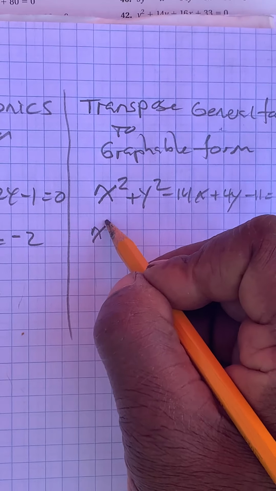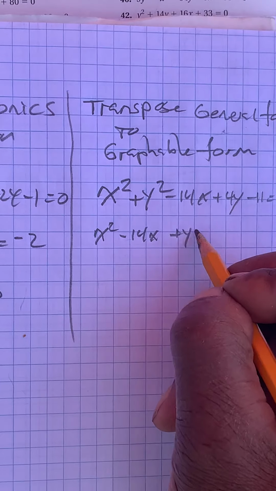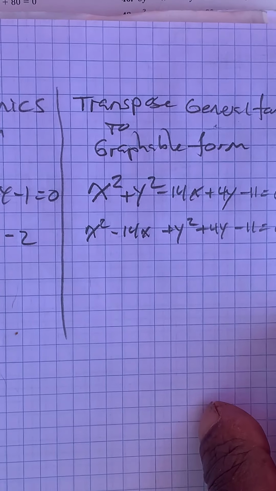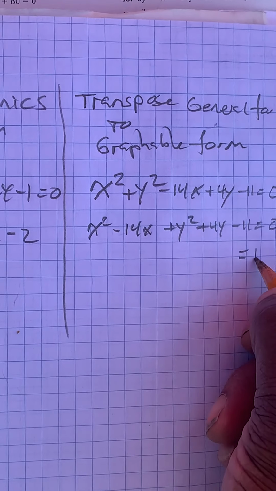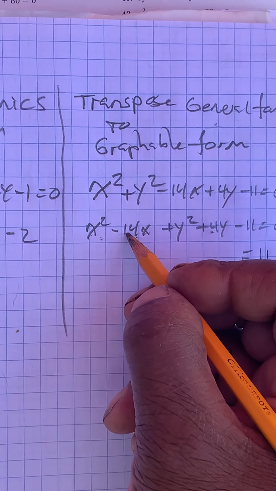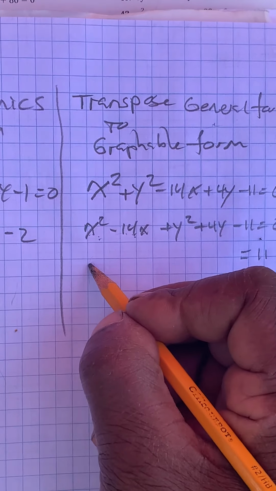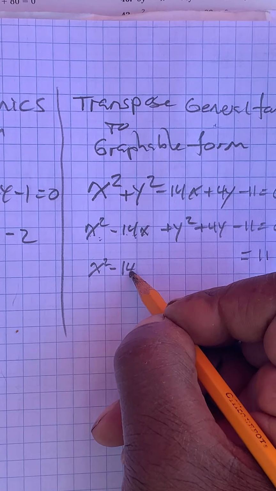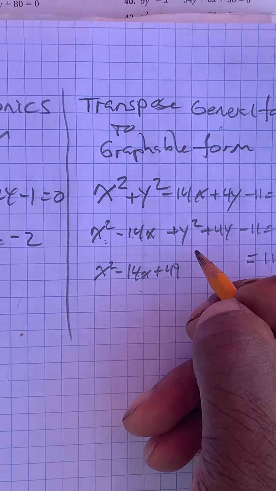So we've got x squared minus the 14x plus the y squared plus the 4y minus 11 equals 0. Then we're going to move that 11 across to the other side, so it's going to equal 11. And we say, okay, well, we can turn this into a square. But to make this a perfect square, we need half of this number. 14 divided by 2 is 7. And we'll square that number. So we have 49.